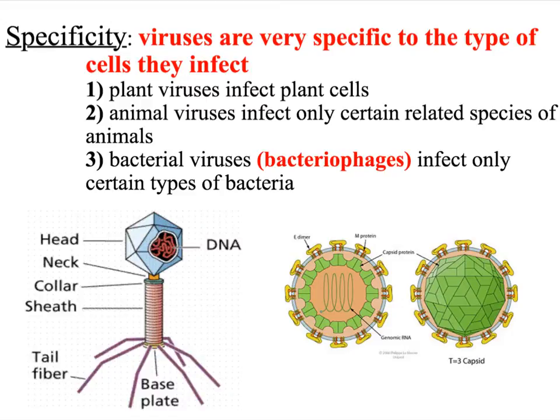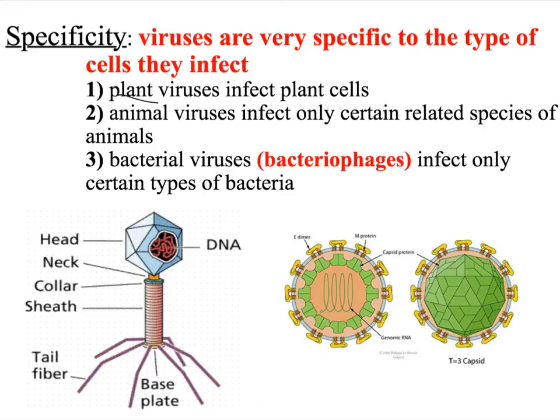So the next thing we need to talk about here is specificity. That's kind of a weird word, specificity. What that means is that viruses are very specific to the type of cells that they infect. Not all viruses can infect just anything. They're very, very specific. So plant viruses infect plant cells. The tobacco mosaic virus, that little long skinny one that we saw before, only infects tomato plants. I don't know why it's called a tobacco mosaic if it infects tomato plants, but there it is.